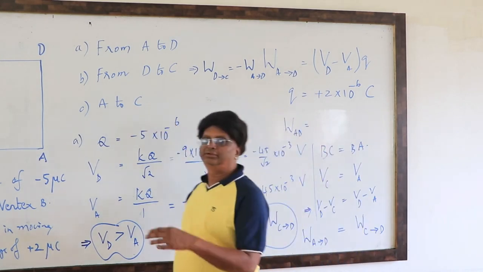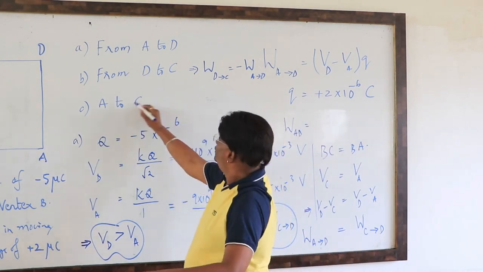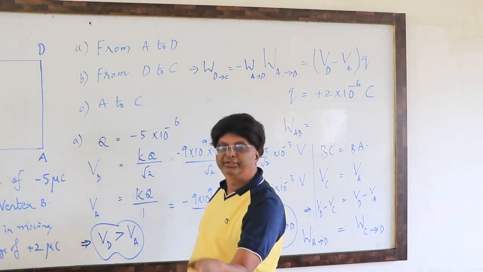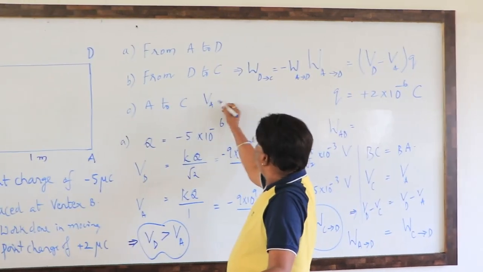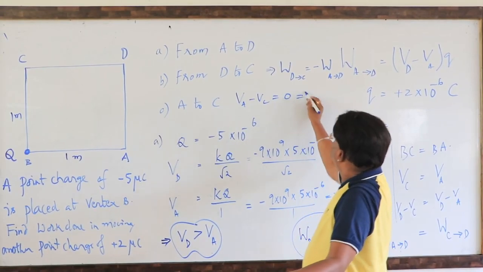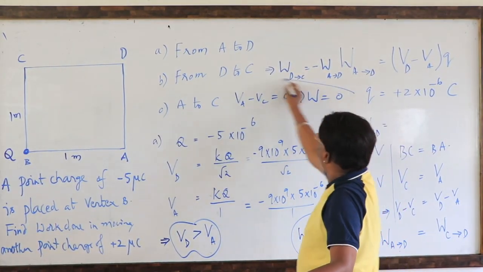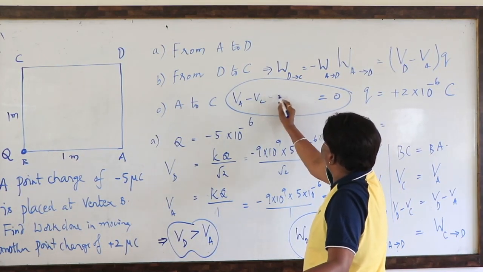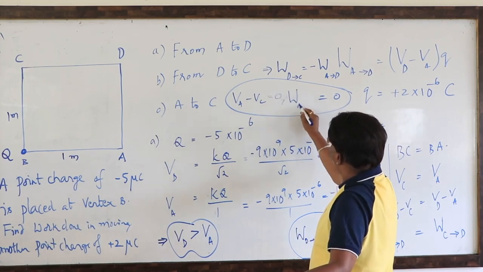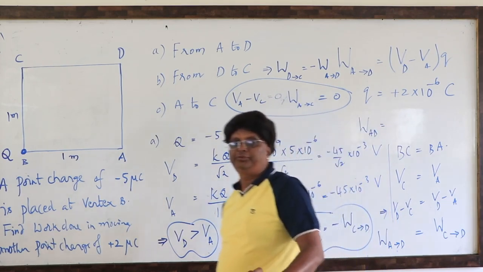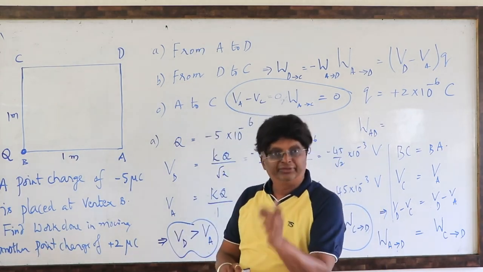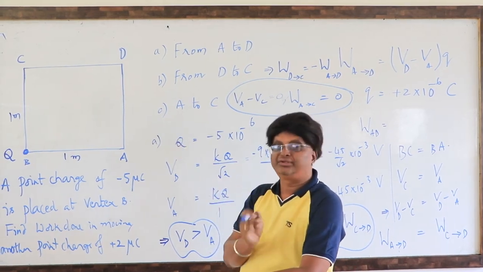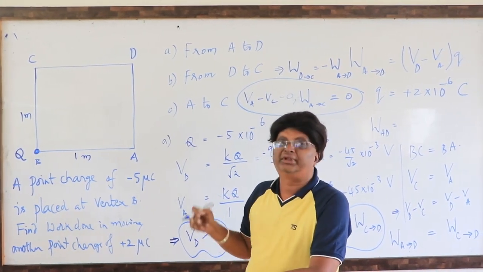Look at this third part. Suppose it is A to C, WA to C. We said A and C are at same potential. Potential difference is 0. Since potential difference is 0, VA minus VC is equal to 0, which implies W is equal to 0. The work from A to C, or C to A, is 0. This is the concept of equipotential surface. Therefore, now A and C are on equipotential surface because they are with same potential.